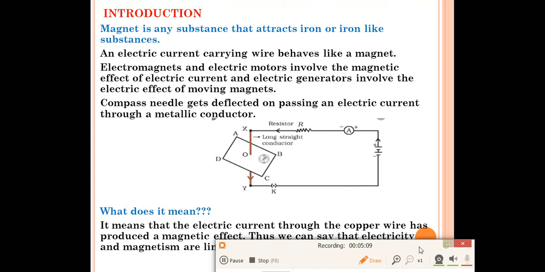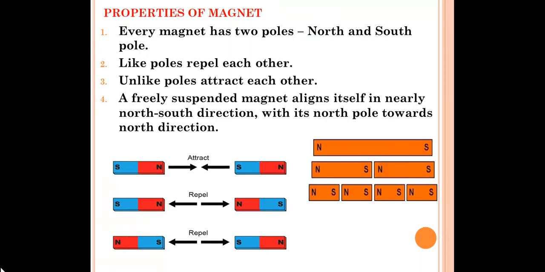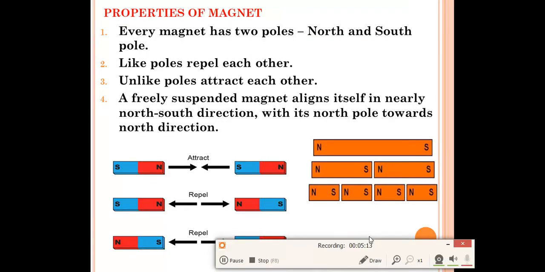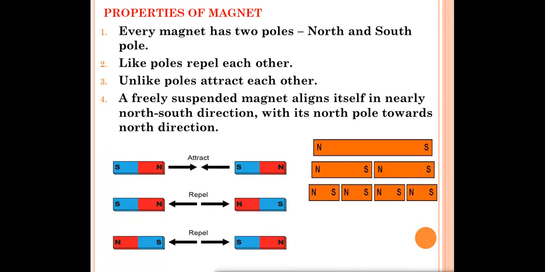Next topic is properties of magnet. In this we'll read about properties of magnets. In your 7th standard, 8th standard, I think in those classes you have read about properties of magnets. Many of you know also that every magnet has two poles, north pole and south pole. Suppose this is a magnet, it has a north pole, and the other end has the south pole. So all magnets will have two poles.